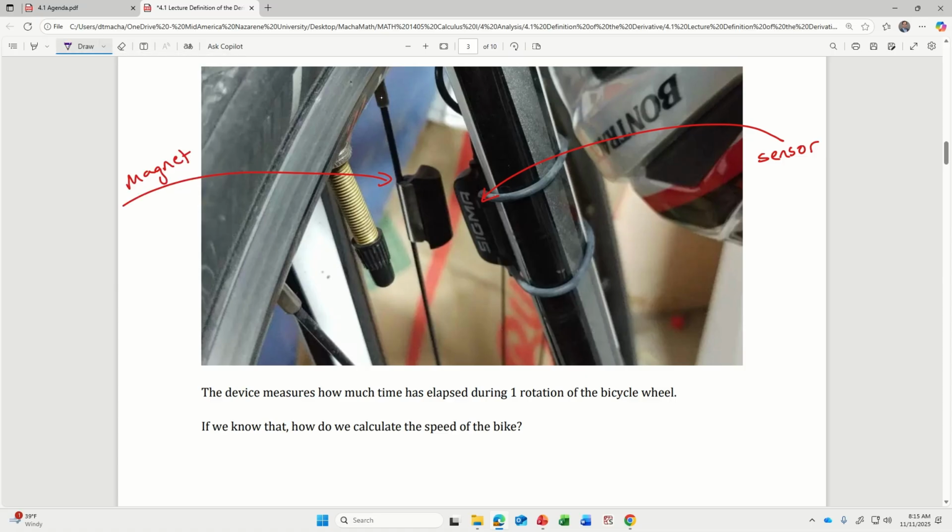No. What's the word? It starts with a C. Oh, circumference. Yeah. If I know how much time has elapsed, call it delta t, how do I calculate the speed of the bike? I would take the circumference of the wheel divided by the amount of time it takes for the wheel to make one rotation. So you get distance over time. You could measure the circumference in miles, and it would be a tiny fraction of a mile. And then you could measure the delta t in hours, and it would be a tiny fraction of an hour, and you can make it miles per hour.